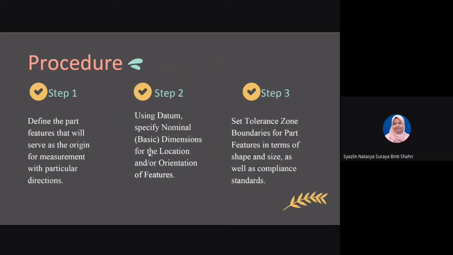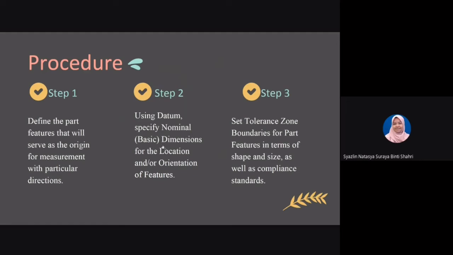A proper drawing and information are needed to produce a good product and to simplify communication to avoid miscommunication. So there are a few steps of procedure to get a correct and complete GD&T drawing. Step one: we have to define the part features that will serve as the origin for measurement with a particular direction, and there are a few criteria of datum. There are 5 criteria: representative of mating features, reflect functional assembly, stable, repeatable, and accessible.